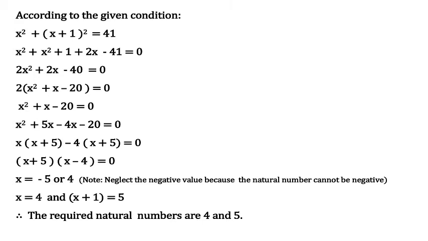As I intimated you earlier, in the problem, it is given as natural numbers. Natural numbers cannot be negative. So, neglect the negative value, that is minus 5. Consider only the positive value, x is equal to 4. If x is equal to 4, then the second natural number x plus 1 will be equal to 5. Therefore, the required natural numbers are 4 and 5.